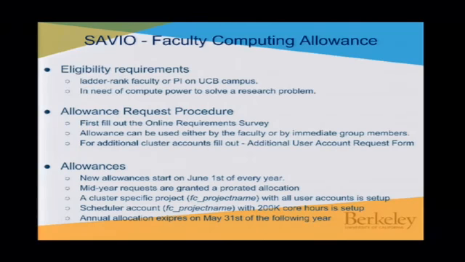And these allowances can be used either by the faculty, or the faculty can delegate team members, like main grad students or postdocs, to use the allowance on their behalf. If the faculty is not the one doing the hands-on computing, then they can delegate. They can request additional accounts to be created for their grad students or postdocs, and put them under this allowance and allow them to use it on behalf of the faculty.